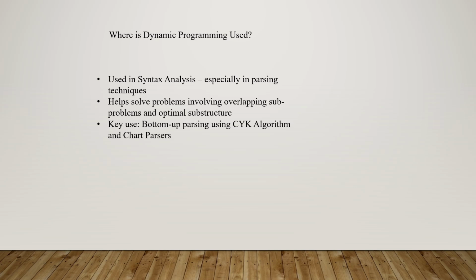Dynamic programming is mainly used during parsing, where the compiler checks if code follows the correct grammar rules or not. Some grammars are complex or ambiguous, and checking all possible ways to parse them can be time consuming. There, dynamic programming helps by saving results and avoiding repeated work.